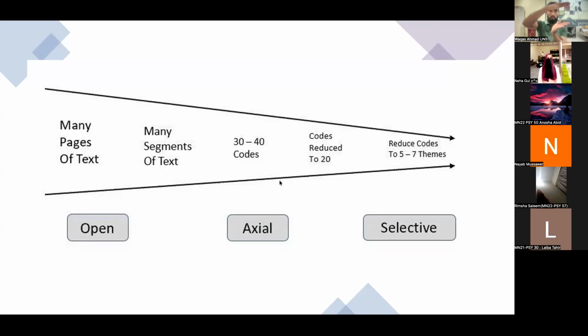So you are coming down in a funnel shape, right? Open, axial, and now you become selective, reducing codes to 5 to 7 themes, because these 20 codes could be grouped 3, 3, 3, 3, 3, 3, and 2. So these are 7 groups. It could be 4, 4, 4, 4, which is 5 groups. So each group could be called one theme. You may name it with the most relevant word. The relevancy depends on the research questions again, and also the data.